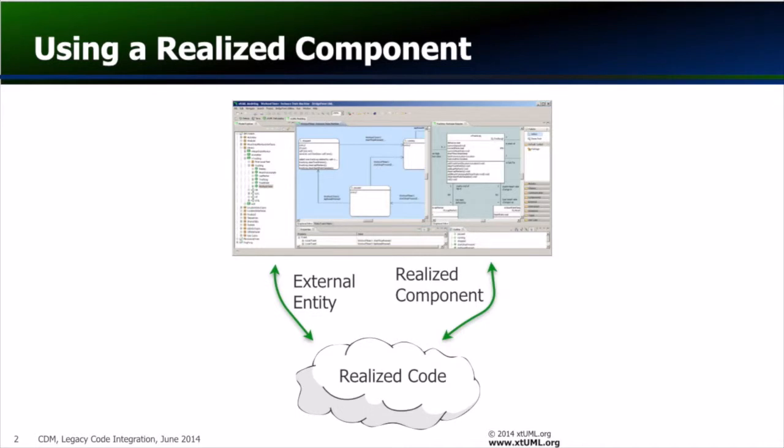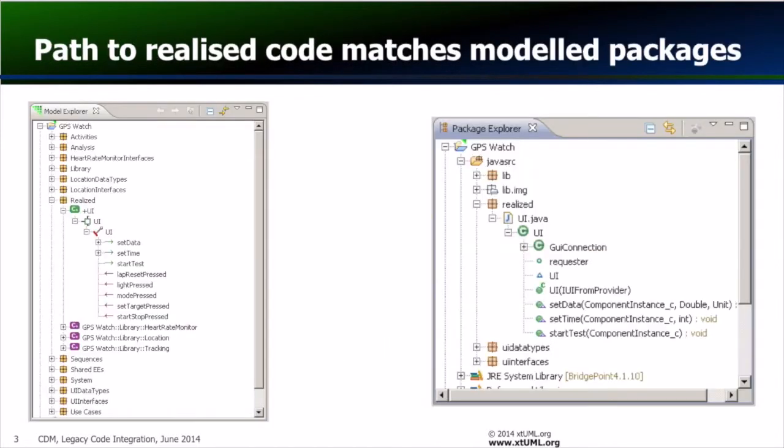The procedure for configuring a realized component is a bit different. As we will see, in some ways it is simpler and in other ways more complex than using an external entity. You will see as we go into detail that the simplification outweighs the extra complexity and yields a more scalable solution. Instead of a fixed path, Verifier expects the Java package name structure to match the one declared in the Bridgepoint model.